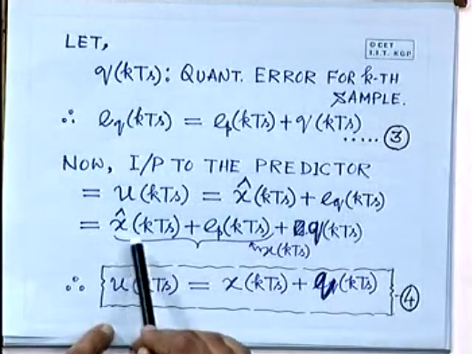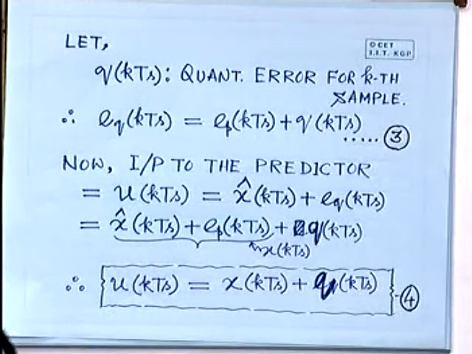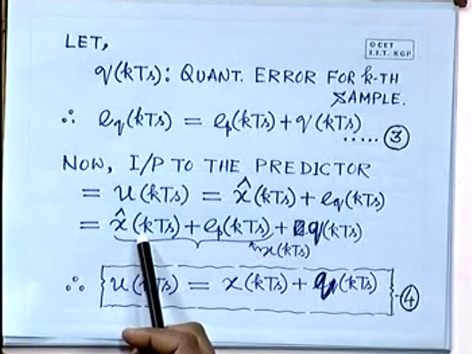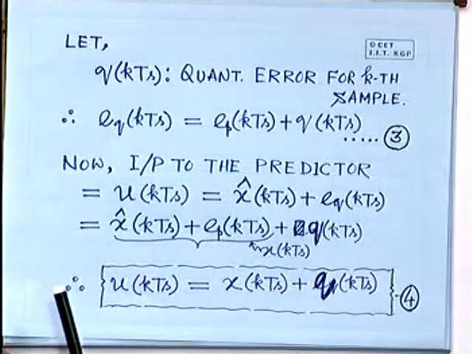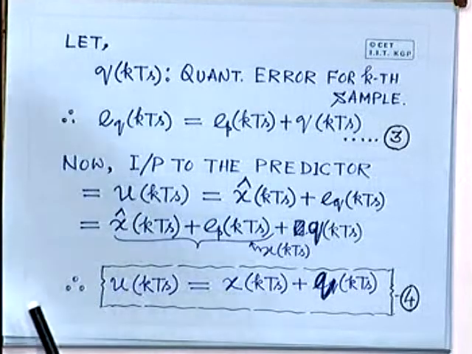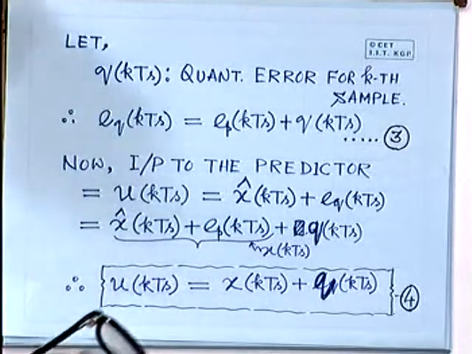Now, what is the sum of the first two parameters, the predictor output and the prediction error? What is the sum of these two?